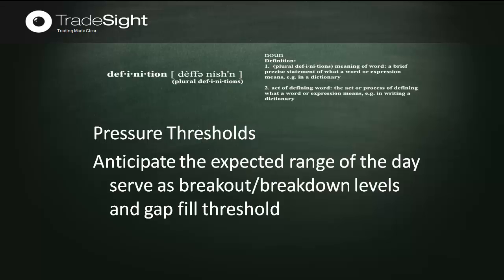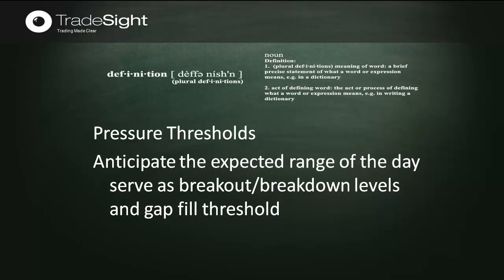But the pressure thresholds will give you an actual level that the market could trade up to, but probably not exceed. And if it does get up to that level, that becomes a key resistance level. And likewise to the downside, it's also a key breakdown level in an area where the market should have some support, because you've spanned as far as the market should go.